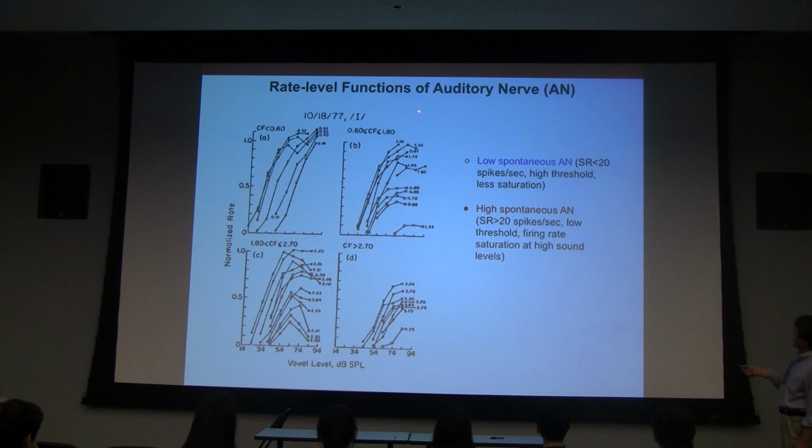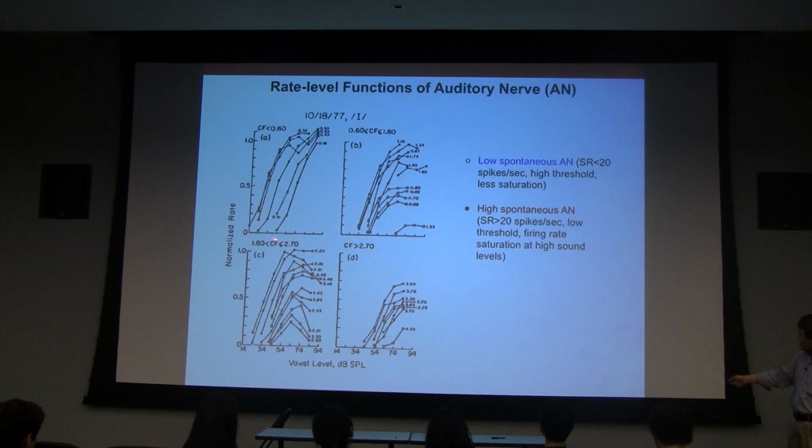The neurons in the auditory nerve, some of them have low spontaneous firing, some have high spontaneous firing. So what you see here is that for high spontaneous firing neurons, the firing will increase and saturate. Saturation is a problem. That means if you keep increasing the sound level, there's no change of firing. Therefore, the neuron will not know what has changed.